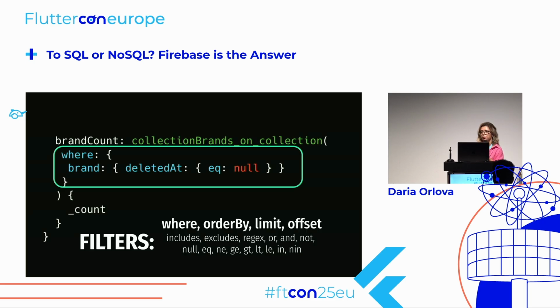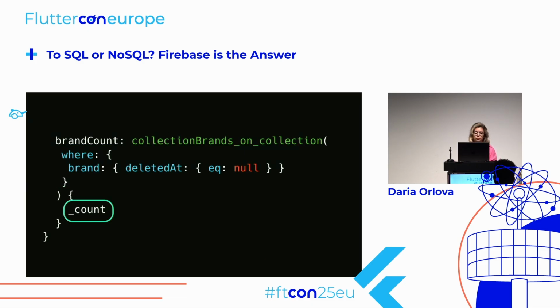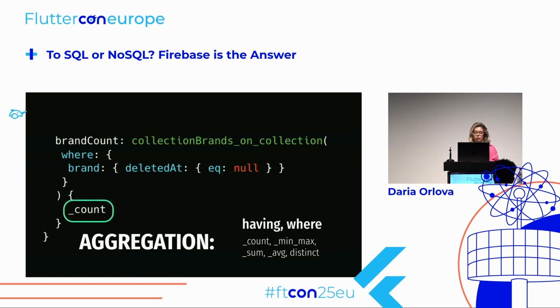You have a lot of filters available in GraphQL and DataConnect, such as order by, limit, offset, and all kinds of includes, excludes, and comparison parameters that you can use to create your queries. Then we have special aggregation parameters also available for us to use, such as count. And we can have more, like minimum, maximum, sum, average, and so on. So you can do all kinds of queries in GraphQL.